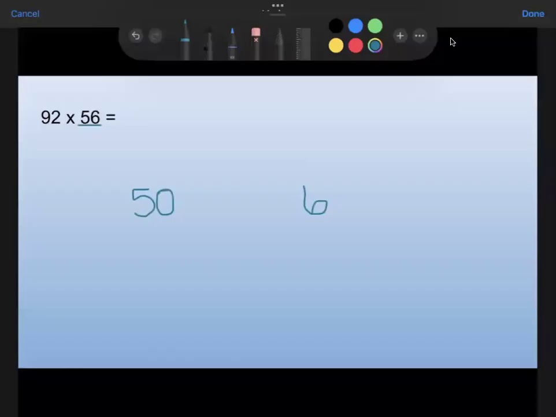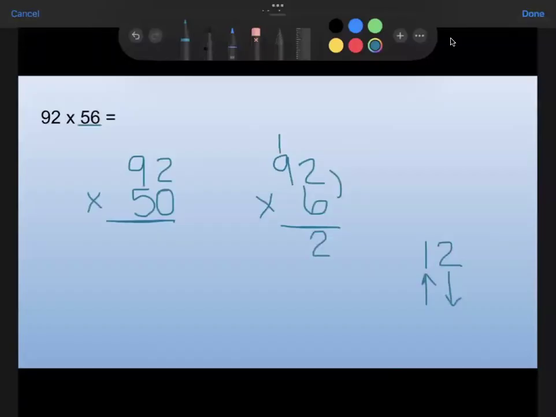Now I'm going to write 92 up here twice. So 92 here and 92 there. What I'm going to do is multiply these separately and then add them together at the end. So I'm going to start with 92 times 6. 2 times 6 is 12. That gives me a two-digit answer, which means the ones go down and the tens go up. So the 2 goes down here and the 1 goes up here.